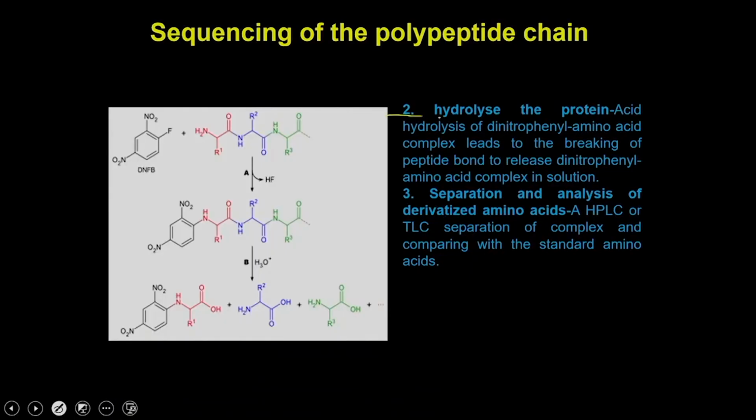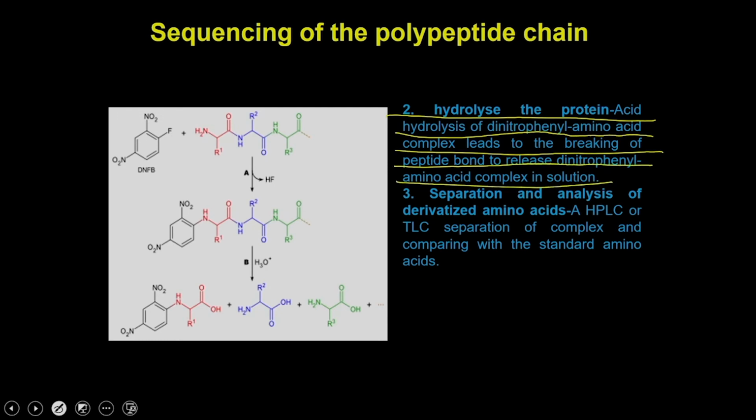Then in step 2 you are going to do the hydrolysis. Acid hydrolysis of the dinitrophenyl amino acid complex leads to the breaking of the peptide bond to release the complex, which means first you are going to label the peptide with the help of Sanger's reagent, which is called FDNB, and then you are going to do acid hydrolysis. Once you do the acid hydrolysis, it is going to break the bond between the first residue and the rest of the peptide, and it is going to generate this complex.